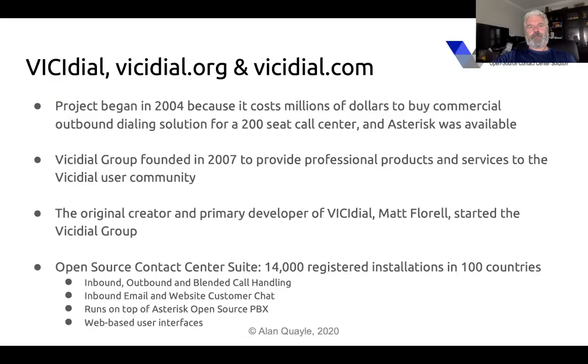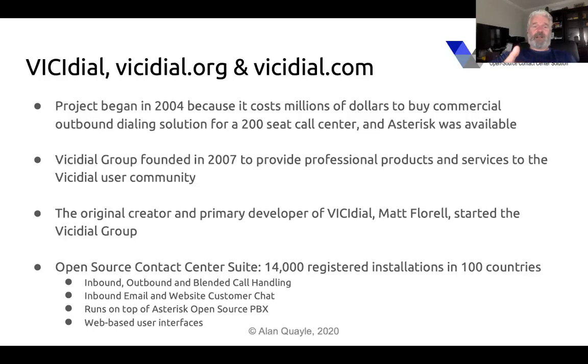Now, VICIdial, this project began in 2004 because it costs millions of dollars to buy commercial outbound dialing solutions for a 200-seat call center, and Asterisk was available. So that's from the founder of the project, Matt, how he described how VICIdial came into existence. The group was formed in about 2007 that provided the professional products and services around the user community. And it's an open source contact center that has 14,000 registered installations in over 100 countries.